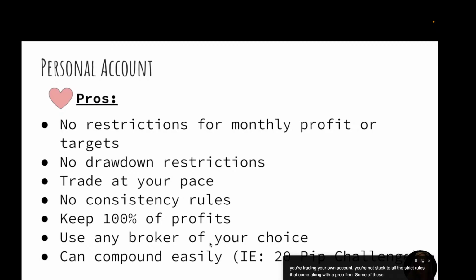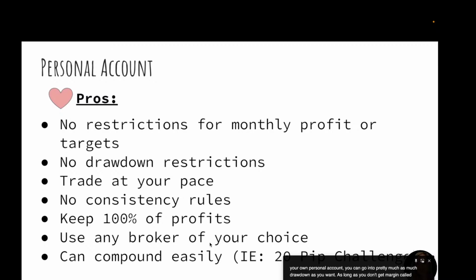Some of these rules include things like drawdown restrictions. Typically, not all of them, some of them will be a little bit different, but on average, most firms have a 5% daily drawdown. So you cannot go more than 5% negative of your overall capital in your account, or you would violate a rule, you would lose that account. If you're trading your own personal account, you can go into pretty much as much drawdown as you want as long as you don't get margin called.